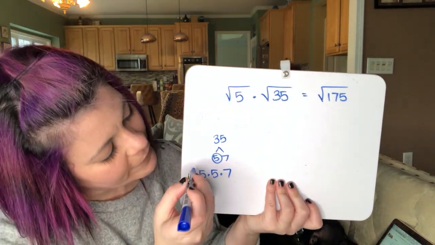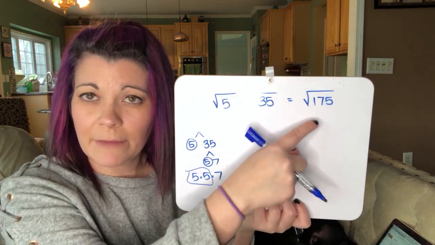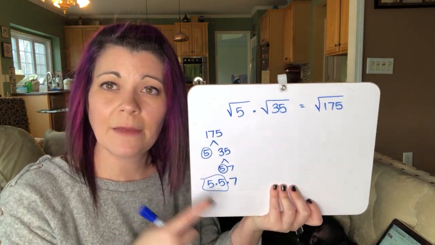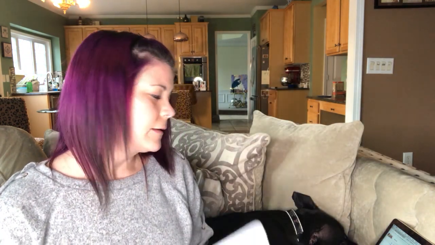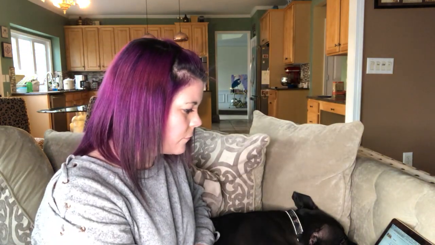And remember, I'm looking for the pairs, so I can take out a 5. So square root of 175 will simplify to 5 square root of 7. 5 square root of 7. Very good. Okay, let's continue to do some more of these.